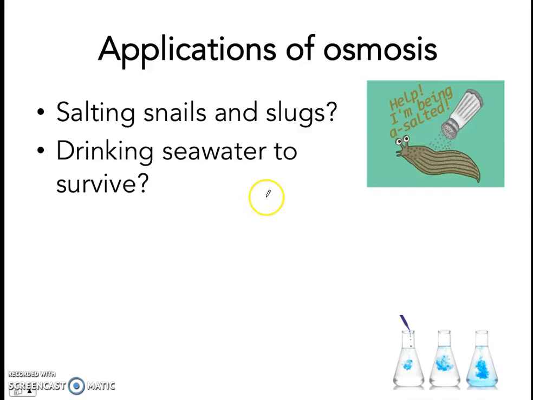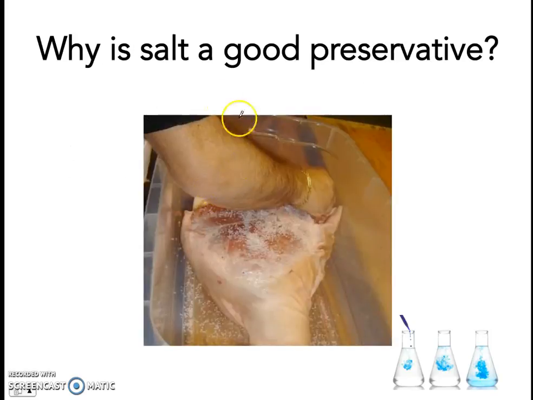Before we end off, I want to highlight that there are a few applications of osmosis, and we're going to be discussing these more in class together. For instance, you might have heard about how snails and slugs can be killed by adding salt to them. Or you might have wondered, if you're stuck on a desert island, should you drink seawater to survive? And also the question I started off with at the very beginning: why is salt used as a good preservative? Using what you've learned about osmosis, give it some thought, and when we come back to class, let's discuss it together and understand how osmosis is applied in our lives.